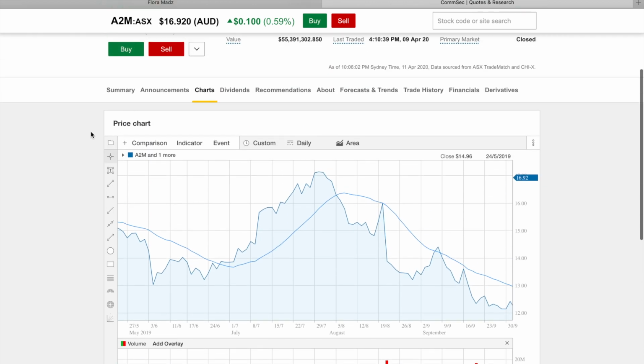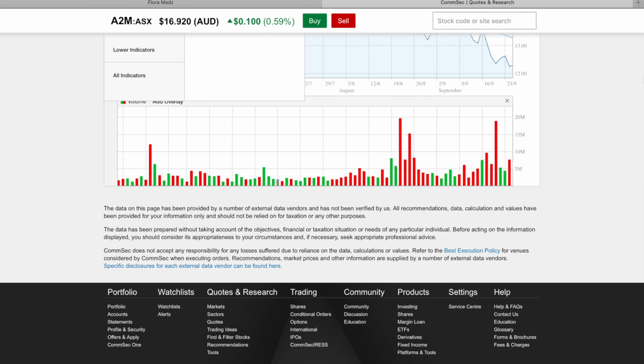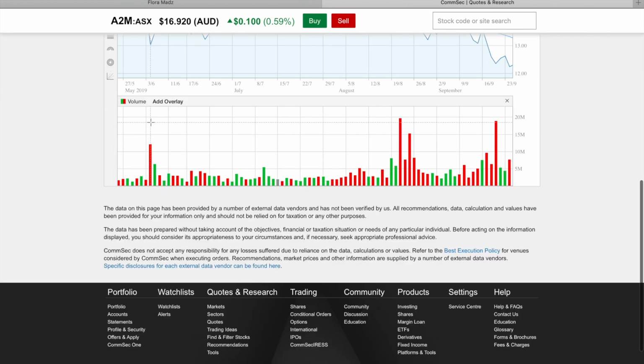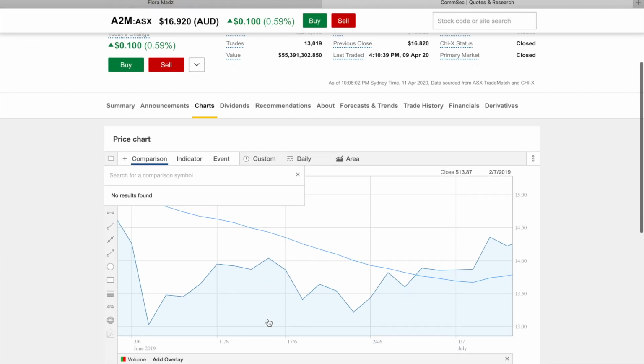I'm not an indicator fan. I don't use indicators, but hey, I don't know why it goes up when using indicators. You can use momentum to show you the momentum of the trend. You can use all these indicators, but I don't use indicators. I do my own analysis. So if you use them, that's where they are. And comparisons, I'm not sure what that is.